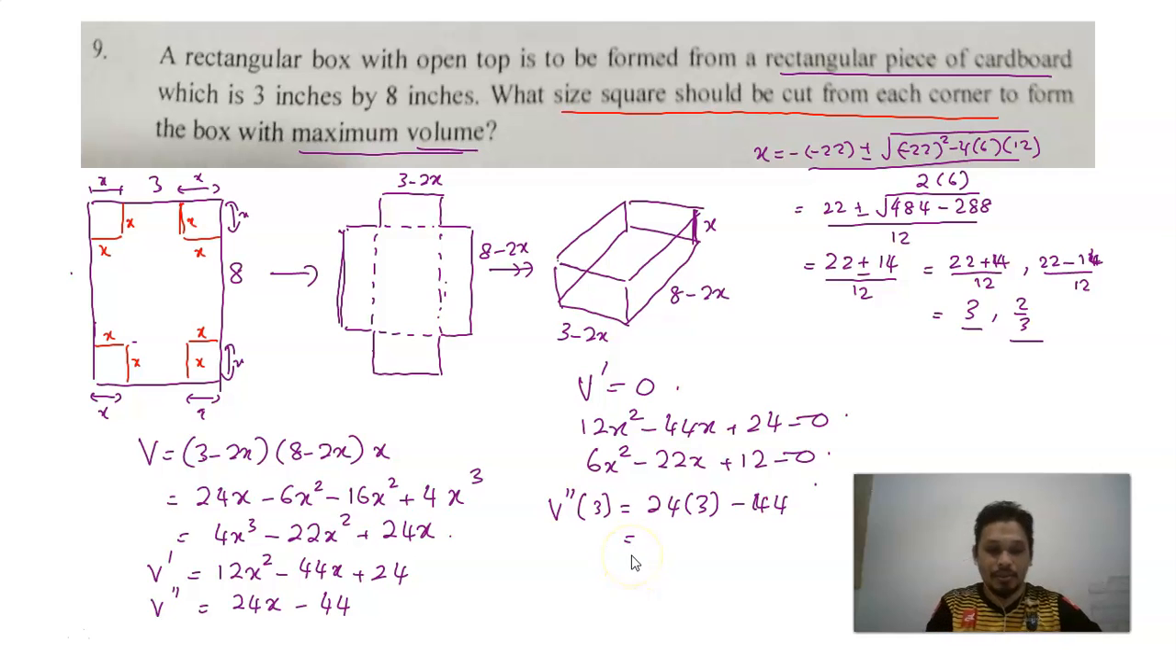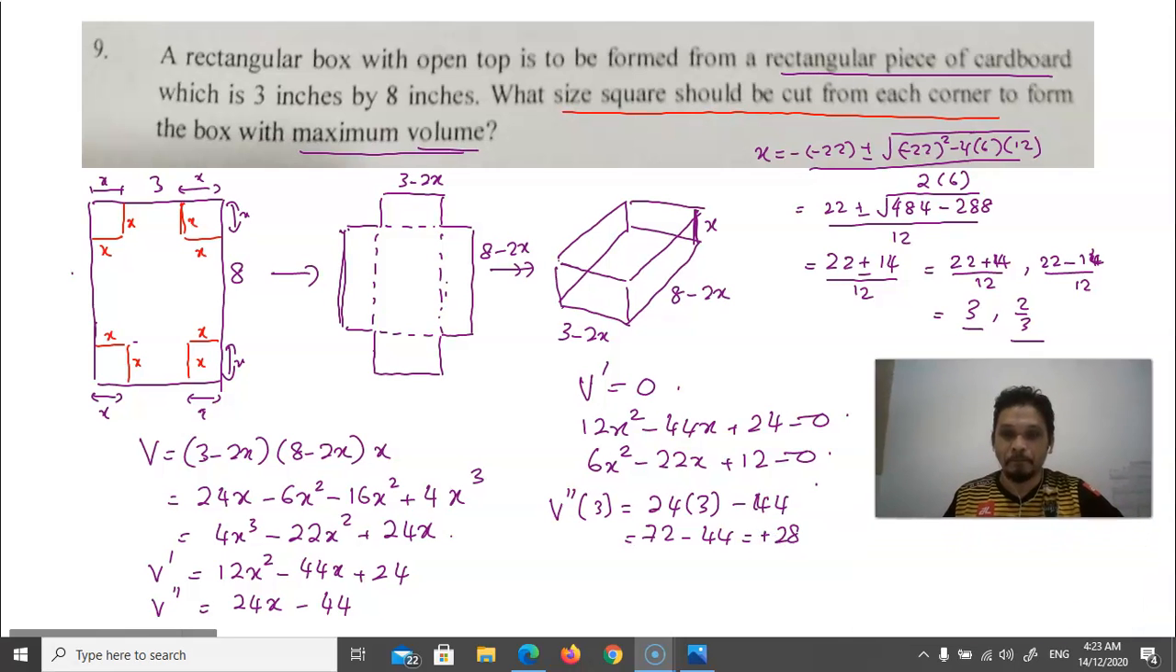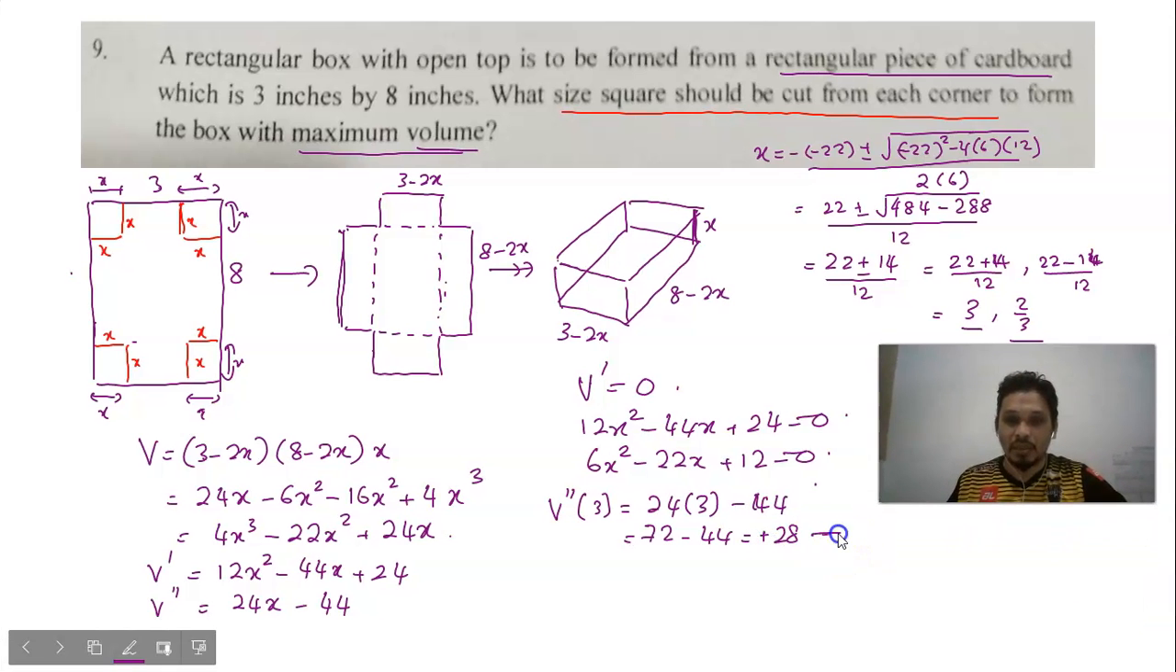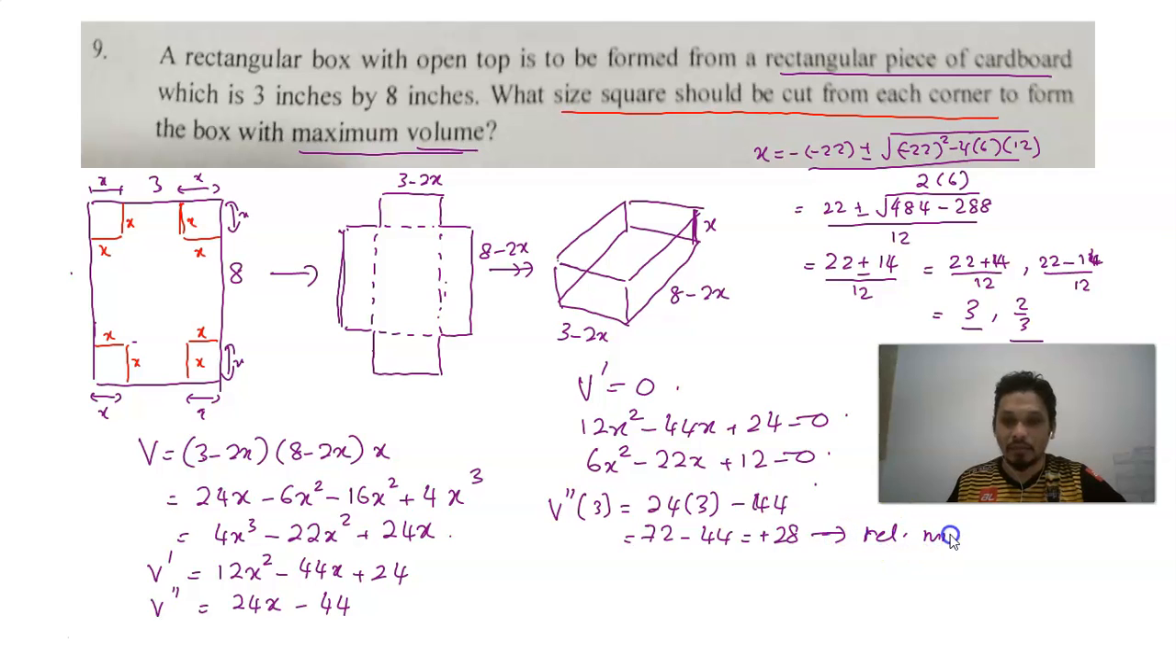So 24 times 3, 72. 72 minus 44, 28. 28, which is positive. Okay, so we come to the conclusion that it is a relative minimum.